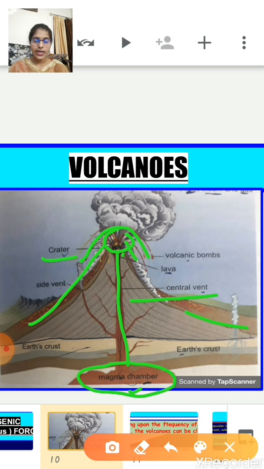Now these volcanic eruptions can be either explosive or quiet. The explosive eruptions occur through a narrow vent and form a conical hill or mountain shape. But the quiet volcanic eruption results in the formation of plateaus, for example, the Deccan Plateau. The Deccan Plateau is an example of a quiet volcanic eruption, right? Okay.